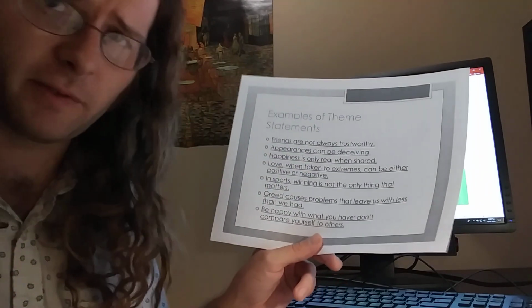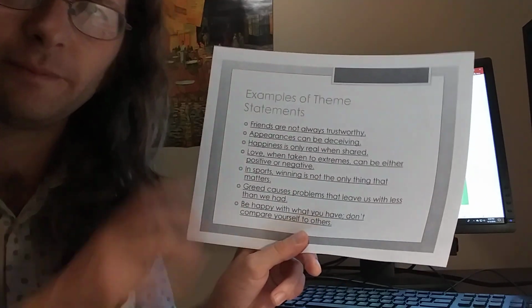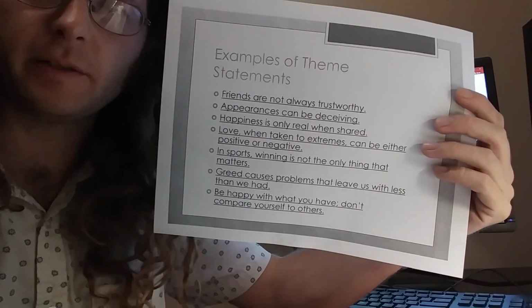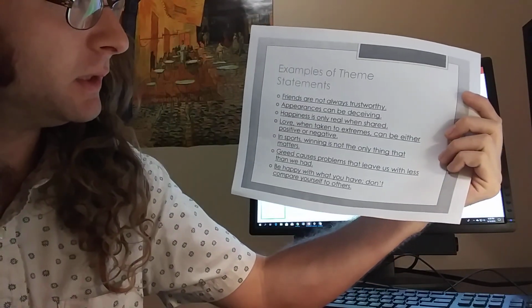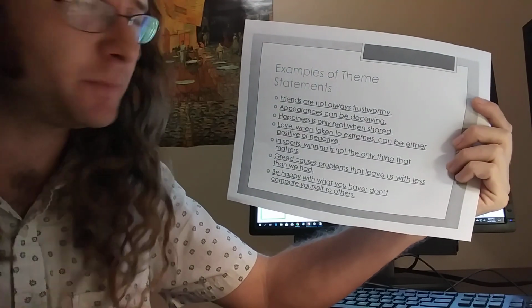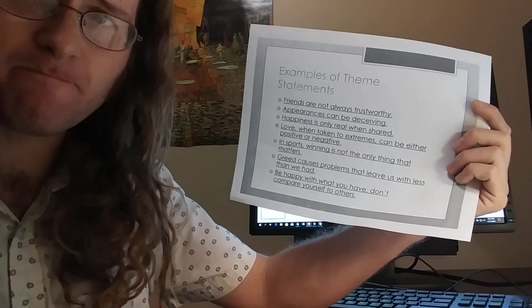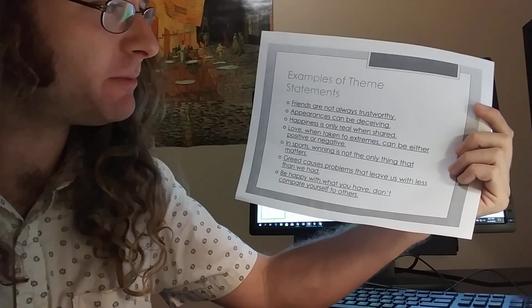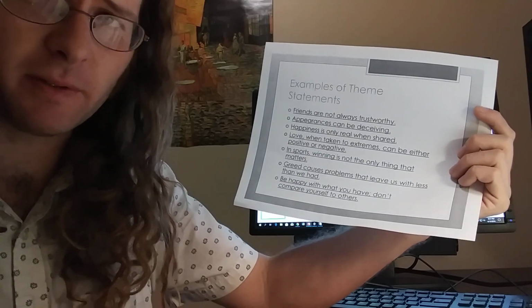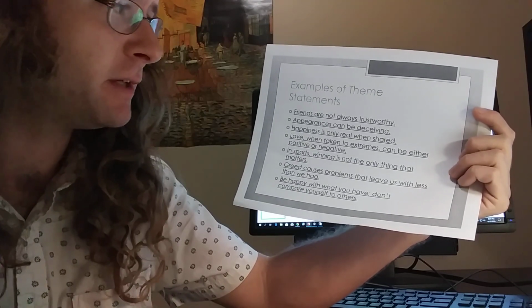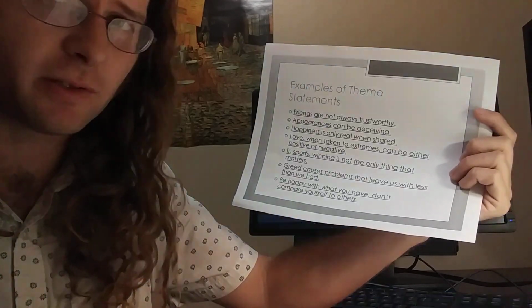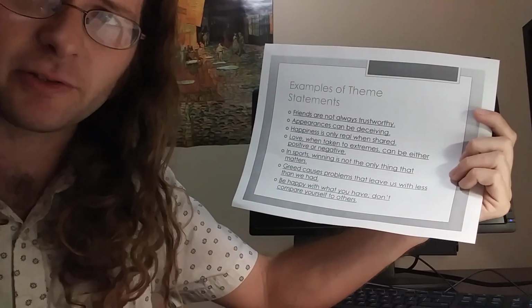Here are some examples of thematic statements, some of them better than others. "Friends are not always trustworthy." That's a start. It makes a comment about friendship. I would expect that your thematic statements might be more ambitious than that, because the story might have more complex thoughts than just that they're not always trustworthy. The story might explain why they're not trustworthy.